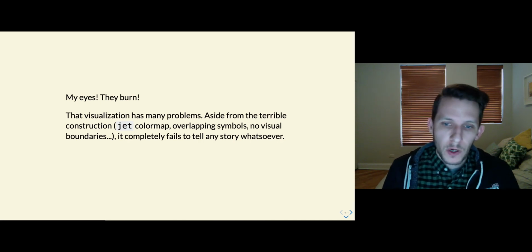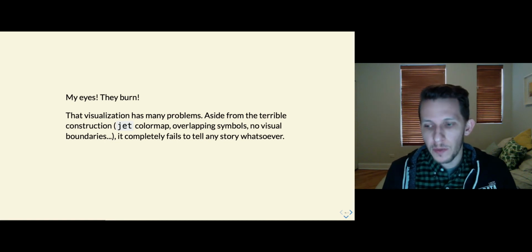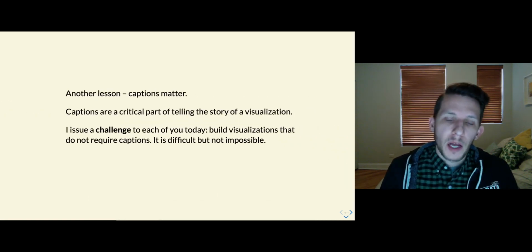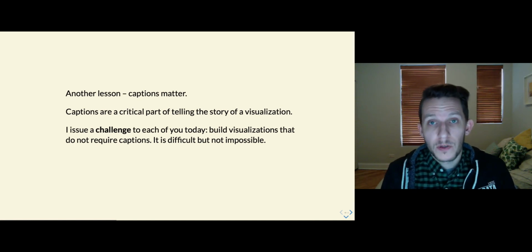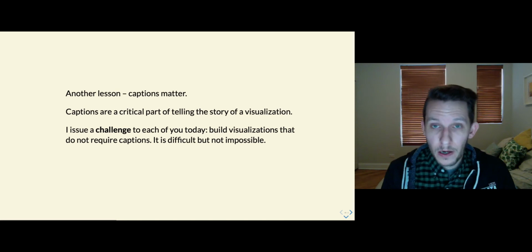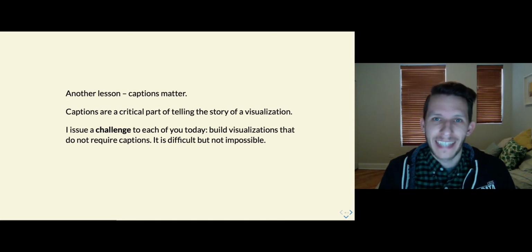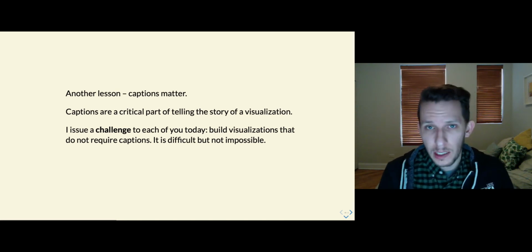Okay, so no story at all. No story told by that figure. All right, another lesson from that problem is that captions matter. So there was a color bar, there were a whole bunch of symbols, there were a bunch of dashed lines that had numbers next to them, okay?